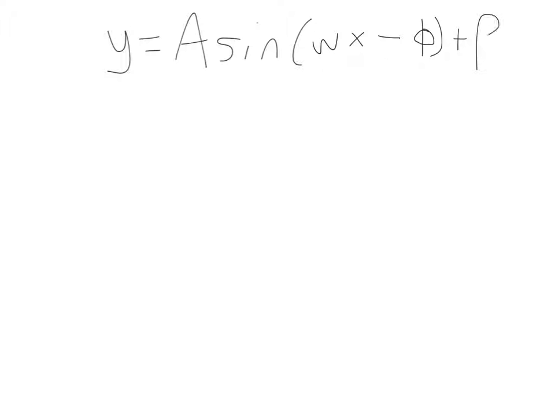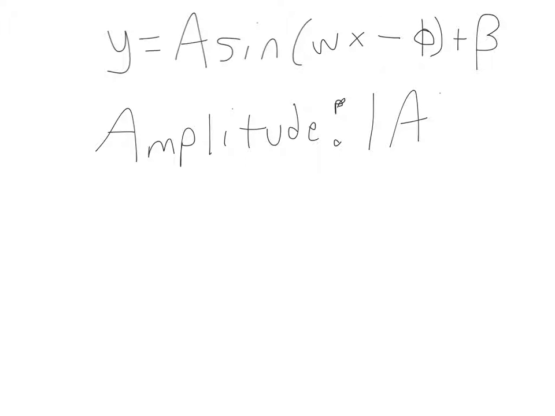Alright, let's talk about how we can transform a graph. Say we're doing something to the sine function: some number times sine of w times (x minus phi), plus the Greek letter beta. Now the amplitude is how much you stretch the graph. It's just equal to the absolute value of the number in front.